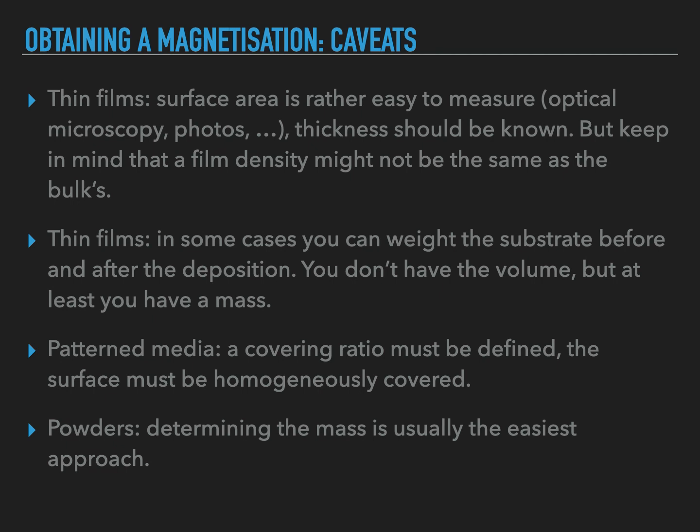Let's make a few examples. Let's say you have a thin film. In that case, measuring the surface area is rather easy by optical means, normally with a photograph or with an optical microscope. You must have a different way to measure thickness: with a profilometer, an AFM, something else. You can obtain the volume this way by multiplying the surface area and the thickness, but keep in mind that the film density might not be the same as the bulk density.